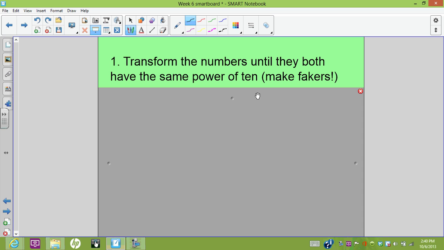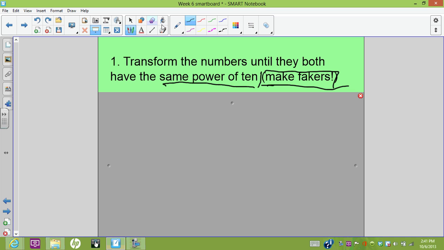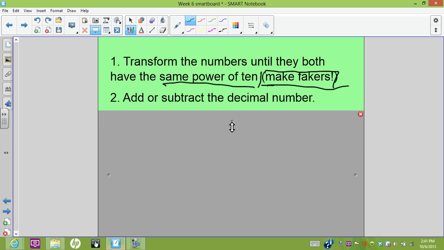Our first step is going to feel a little bit weird. You're actually going to be making fakers. All along with scientific notation, we have been wanting to get rid of those fakers, those numbers that kind of pretend to be scientific notation but aren't actually because the first number isn't between 1 and 10. But we're going to be changing our numbers in our problem until they have the exact same power of 10. And in order to do that, we have to make some of them fakers. And you'll see what I mean in just a minute.